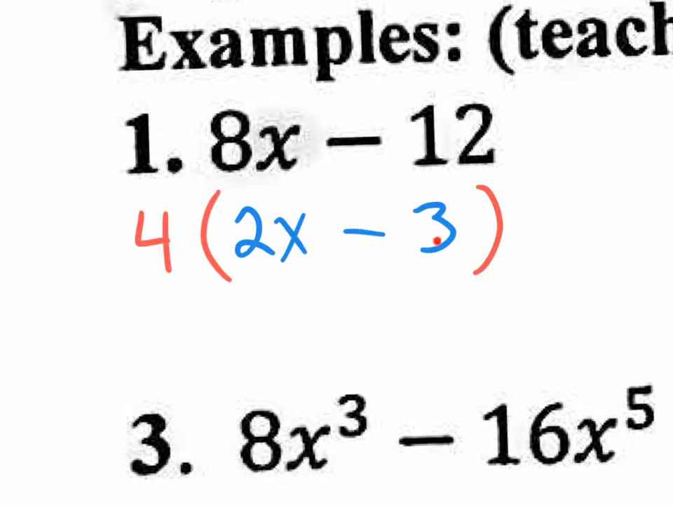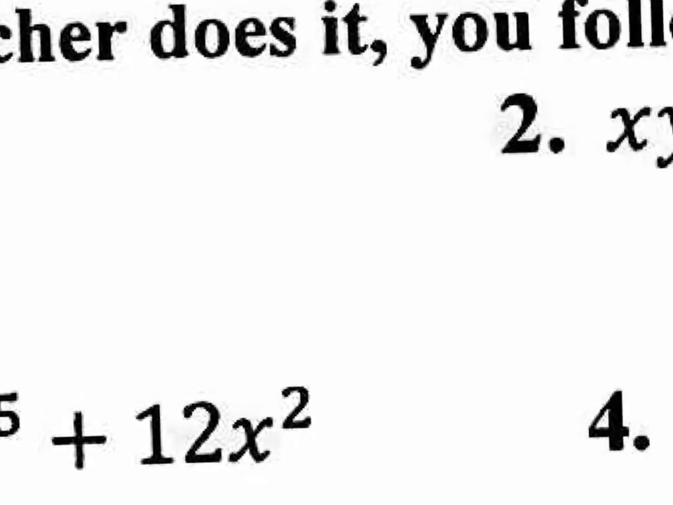Now, let's say you weren't too sure, like I don't know if I did this right. What could you do to double check? You could distribute, right, and see if it actually gives you the above answer. Yeah, 4 times 2x is 8x, 4 times 3 is 12. So I mean, you know that you did it right. Let's move on. Well, let's move on to number 2.